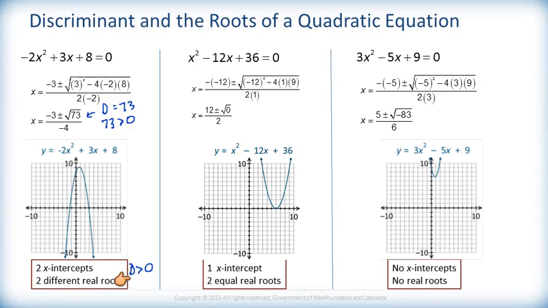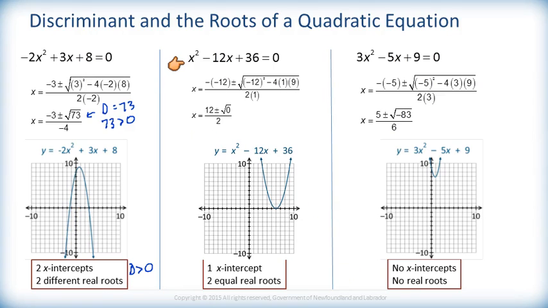So I've marked that down right here. Because the discriminant is positive, we get two different real roots. Now, if you recall as well, the roots of a quadratic equation are the same values as the x-intercepts of the corresponding function. So if our equation has two different real roots, then we must have two different x-intercepts on the corresponding function.